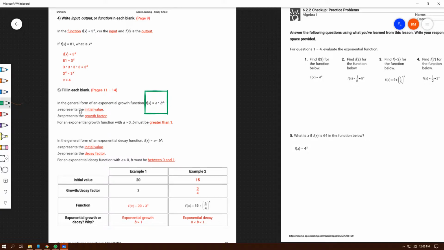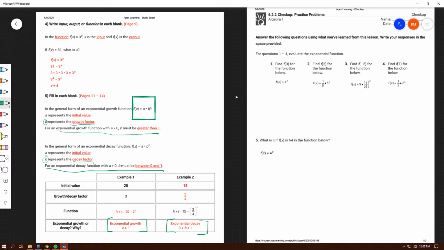Now, a represents the initial value. So a is your starting point, wherever you start at. And then b will either represent your growth factor or your decay factor. Now, when is which? Exponential growth is whenever a is greater than 0 and b is greater than 1. Exponential decay is when b is greater than 0 but less than 1. So that's what we're going to be looking for.